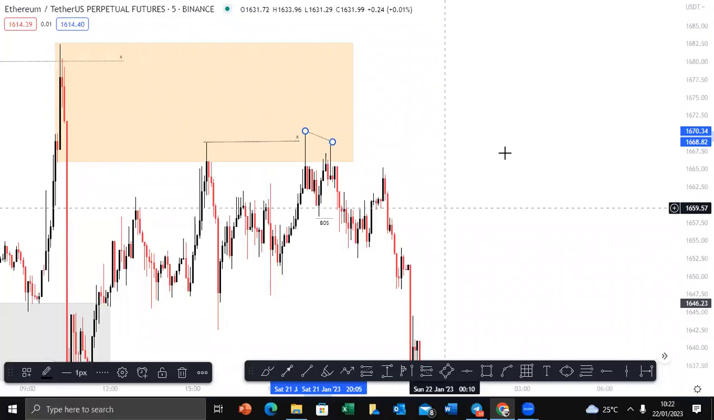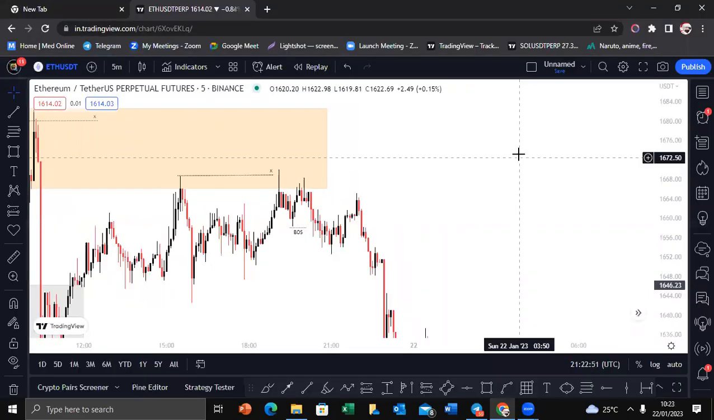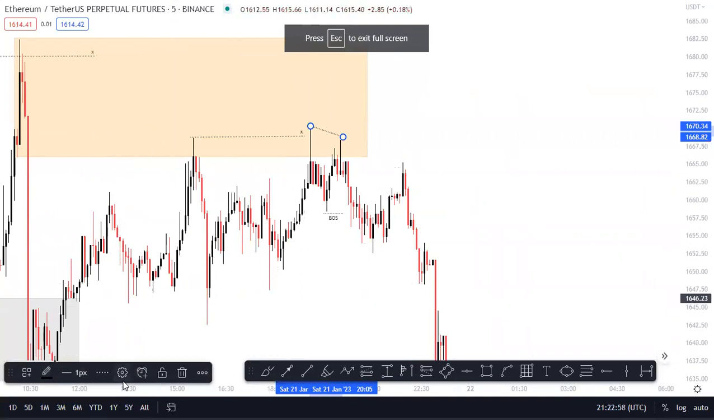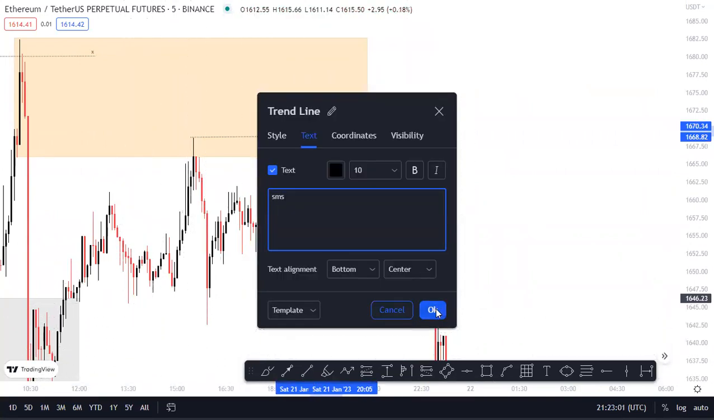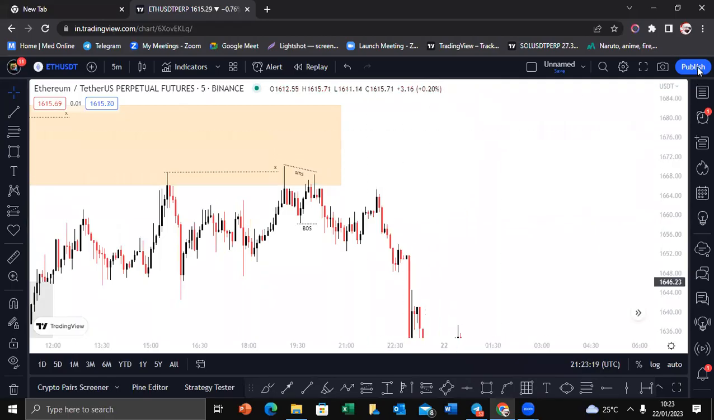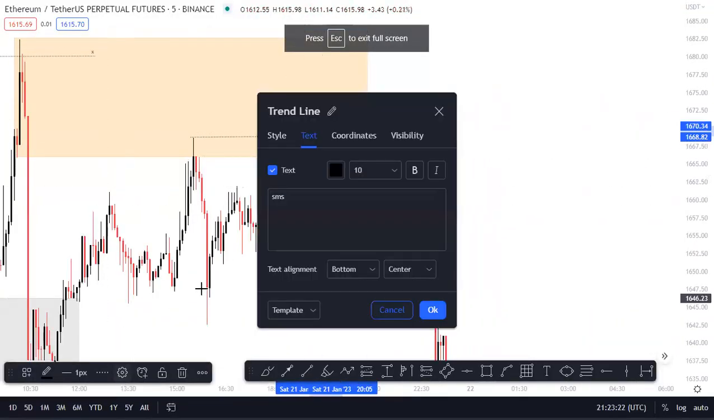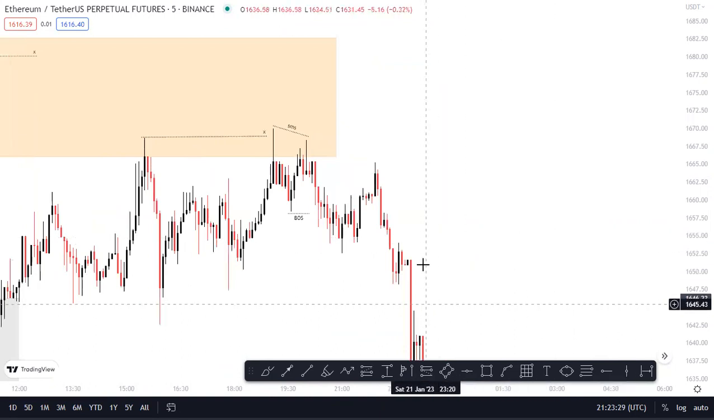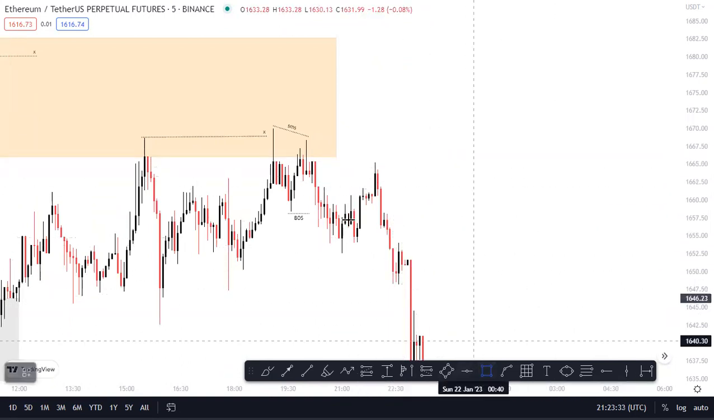Like I said, an SMS. Where is the SMS? Okay, so there is an SMS at that point, right? A shift in market structure, SMS. Okay, so that is an SMS, and this is the other block we'll be looking to sell from, right?